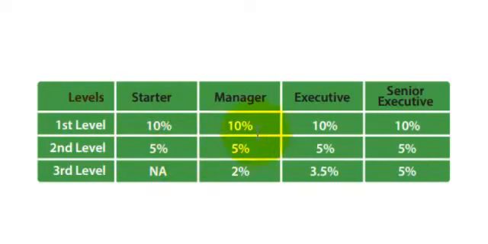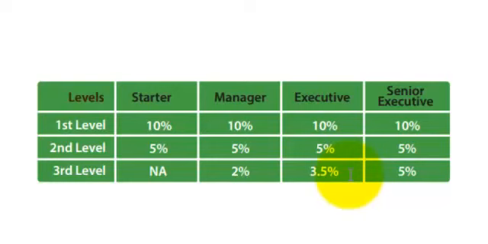At the starter level, you can make a 10% commission on your first level and a 5% commission on your second level. Now, if you become a manager, which means you have 5 people in your first level and they each have 2 people in their second level that are all associates, you open up the third level of income from advertising. You now get 10% on the first level, 5% on the second level, and 2% on the third level. As an executive, you will see that you have 10% on the first level, 5% on the second level, and your third level increases to 3.5%.